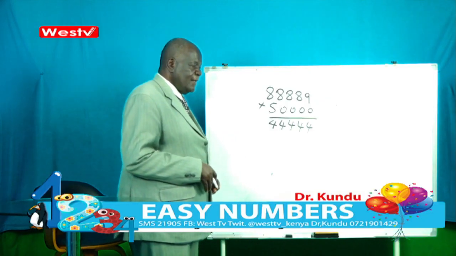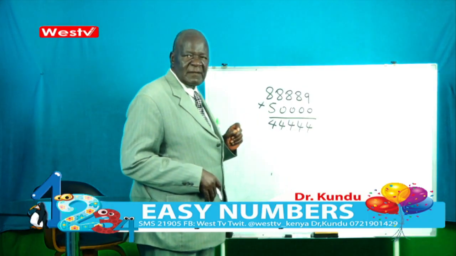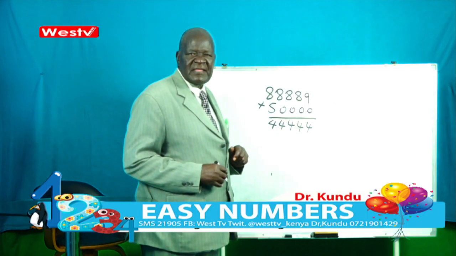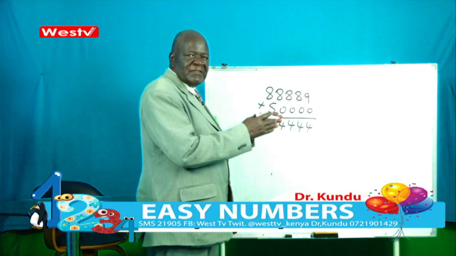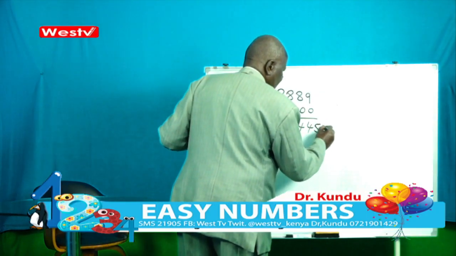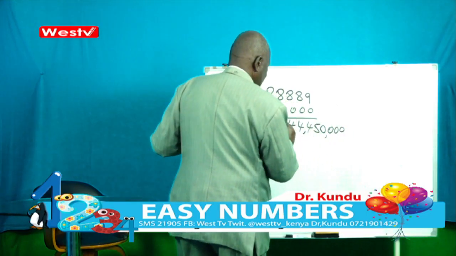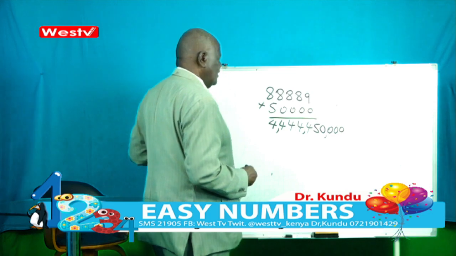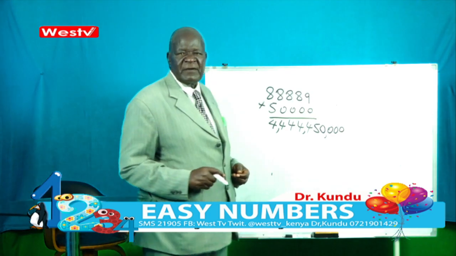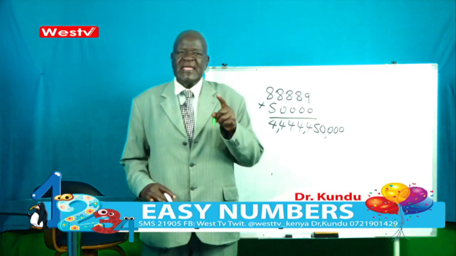And then complete your answer with the 5 you are using. The 5 you are using is the one we call in mathematics 50,000. Just dump 50,000 at the end. And then that is now your answer. It's 4,444,450,000. And you can see that I'm putting my answer in only one line.